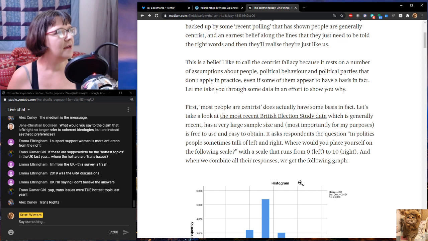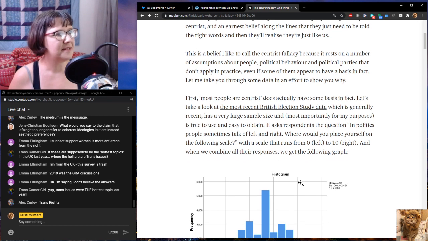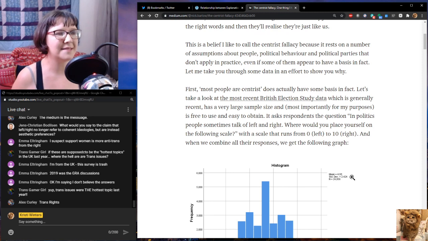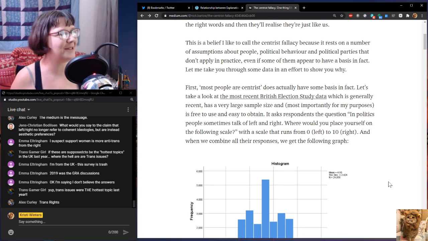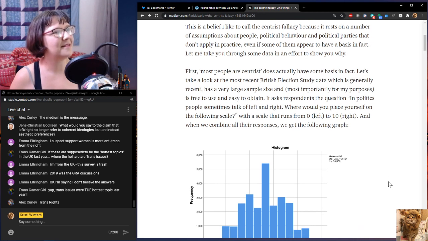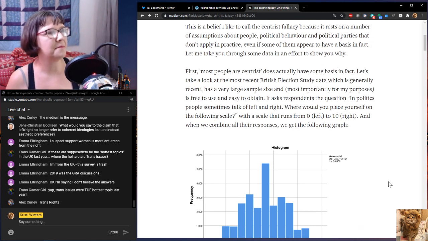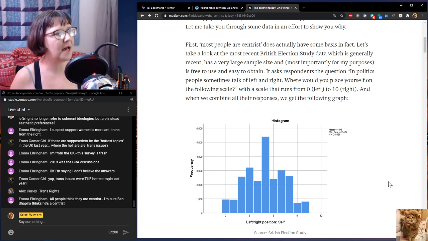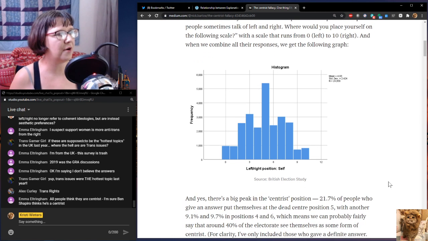So first, most people are centrist does actually have some basis. In fact, let's take a look at the most recent British election study data, which is generally recent. It has a large sample size, and most importantly, for my purposes, is free to use and easy to obtain. It asks respondents the question, in politics, people sometimes talk of left and right. Where would you place yourself on the following scale, with a scale that runs from 0 left to 10 right? And when we combine all the responses, we get the following graph.